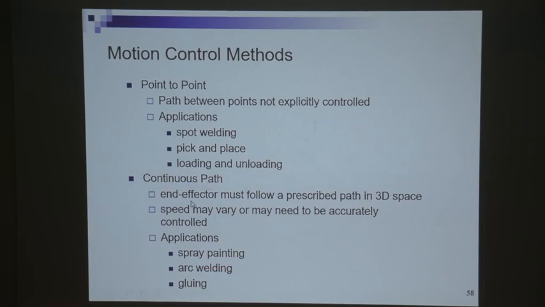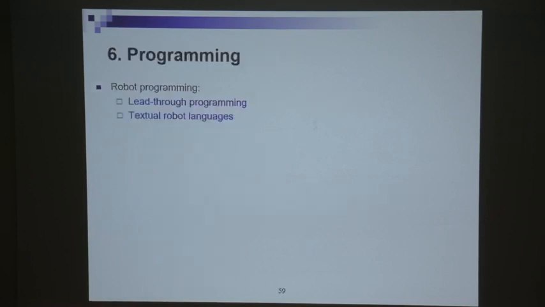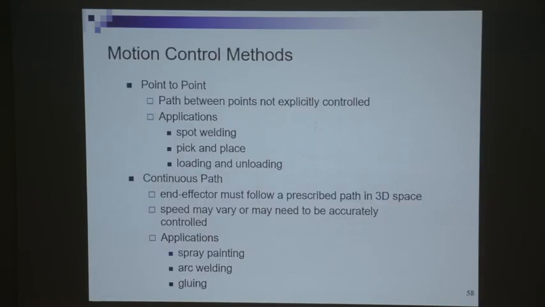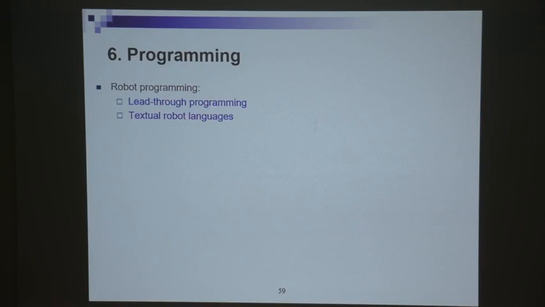Continuous path. The end effector must follow a prescribed path in 3D space. The speed may change or may need to be accurately controlled. So spray painting, arc welding, and gluing will require a certain speed. So you have control, and finally, you need to program the robot.